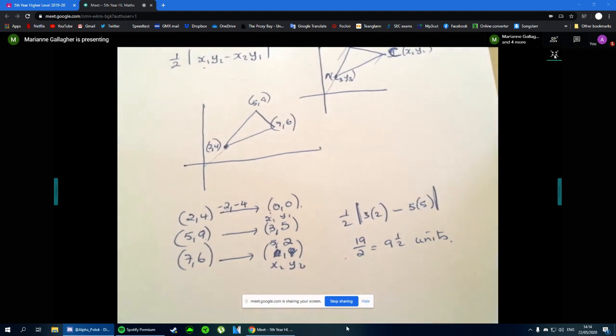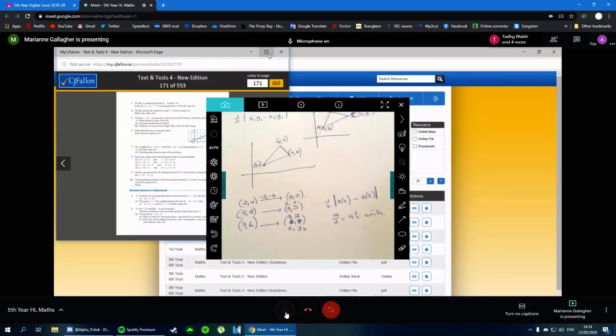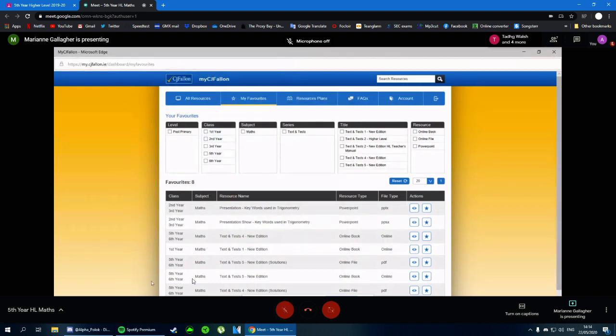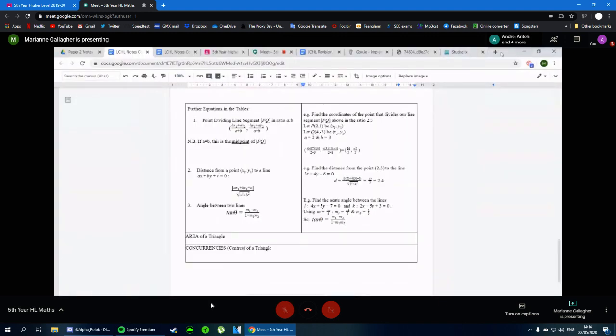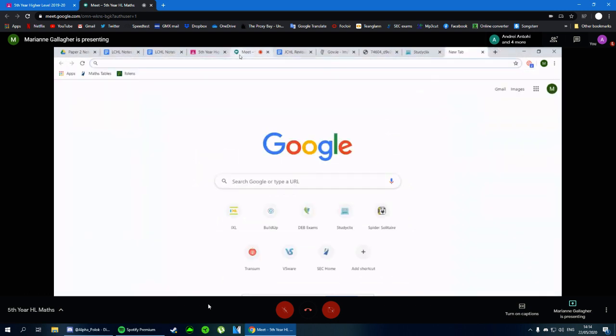Is that okay? All right, so the translation is easy enough. I can show you on Desmos that it actually, bear with me a sec.